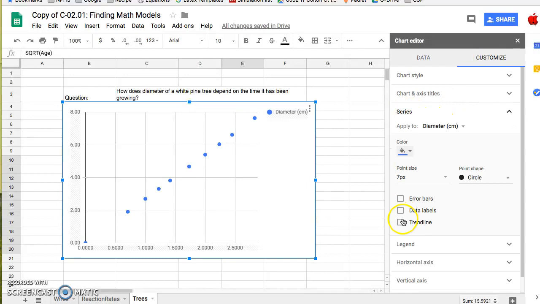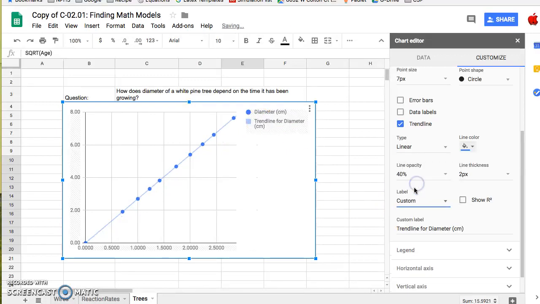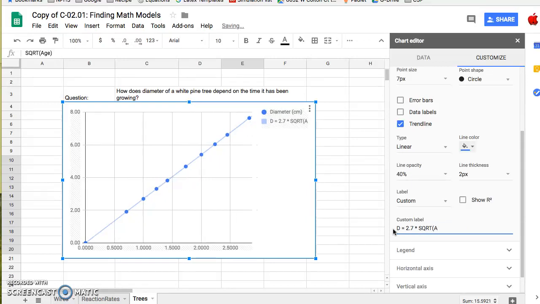We're going to go to Series, we're going to go to Trend Line. Under Trend Line, we're going to choose Equation. The slope is 2.7, so now I'm going to go to Custom, and my line is going to be what's on my y-axis, which is the diameter, equals the slope, 2.7, times what's on my x-axis, which is the square root of the age. So I'll type square root of a. It's hard to make a square root symbol. So that's going to be my mathematical model.